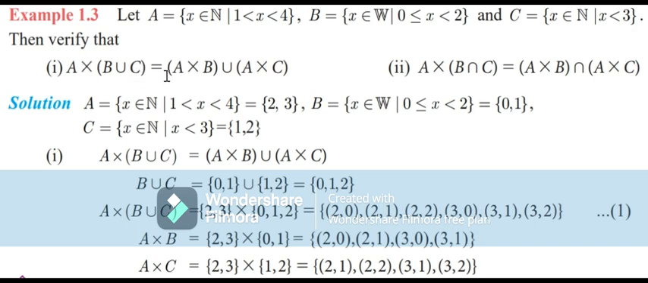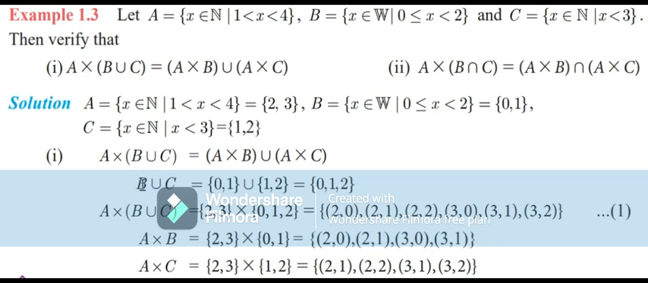Here, first we have to find out what is A cross B union C. Before finding it, we have to see whether brackets are there. See here, for B union C a bracket is there. So first we have to find out whatever is inside the bracket, that is B union C. Once we find B union C, we can do the cross product with A.